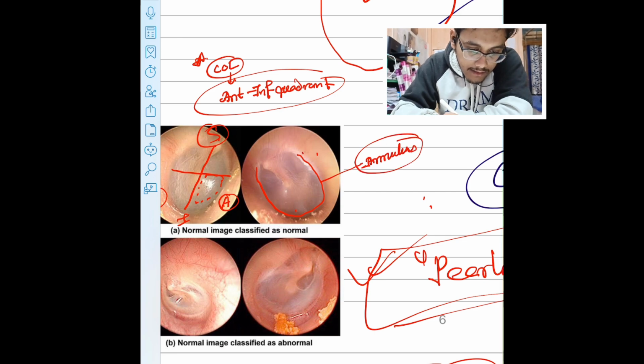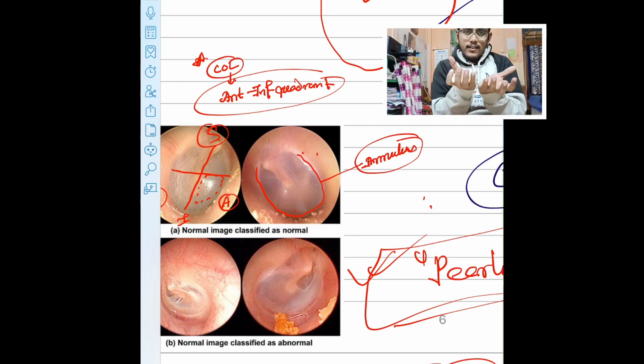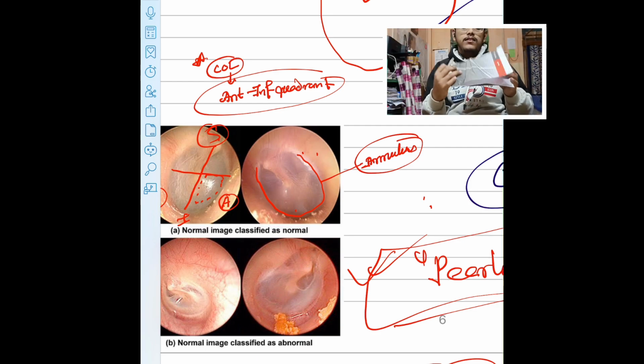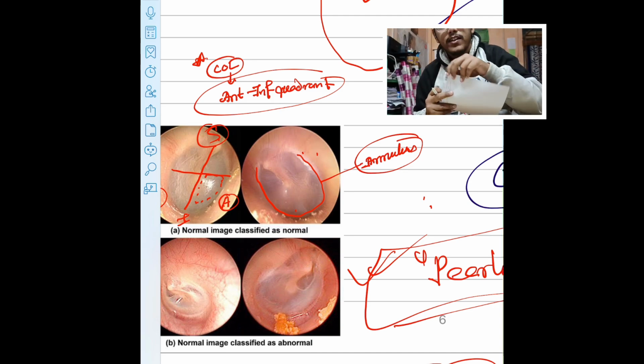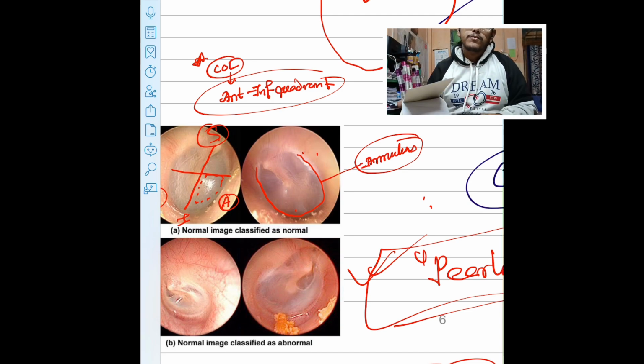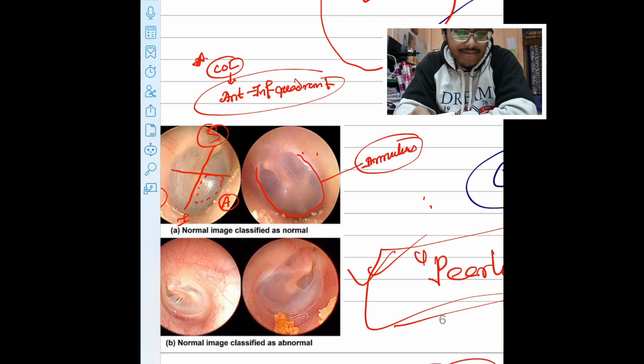This annulus gets attached in a bony sulcus, a bony groove. If it is the annulus, it is attached in a bony groove, and that groove is known as the tympanic sulcus. Fine.